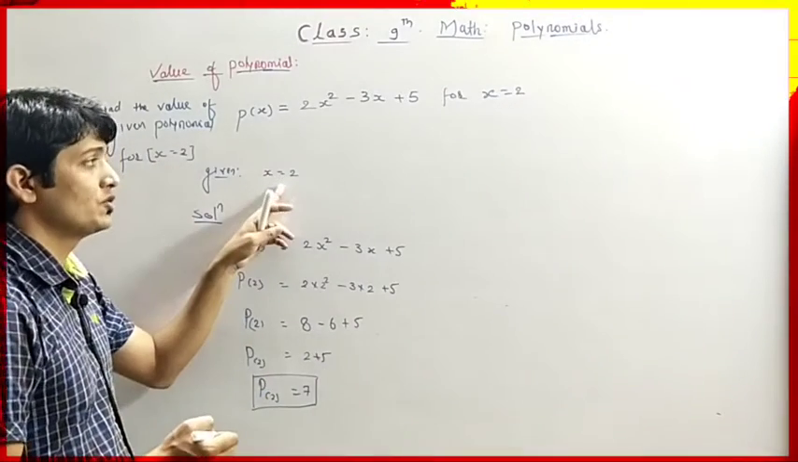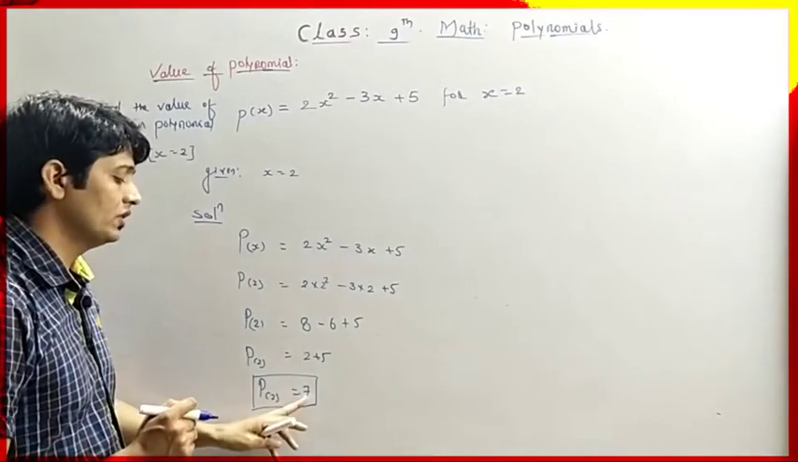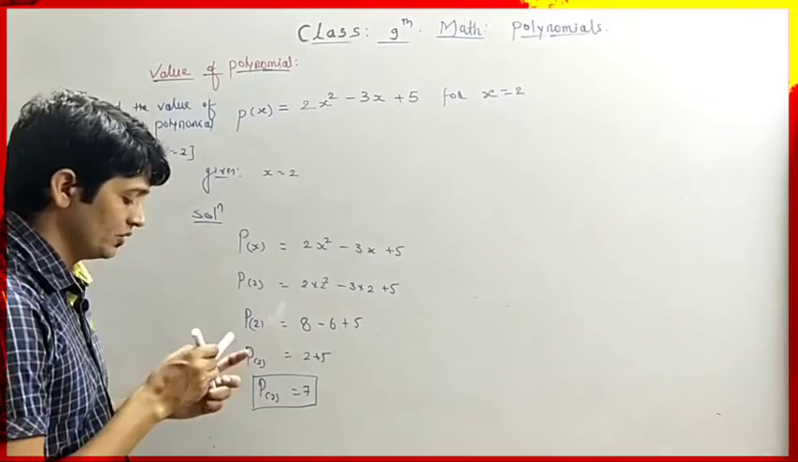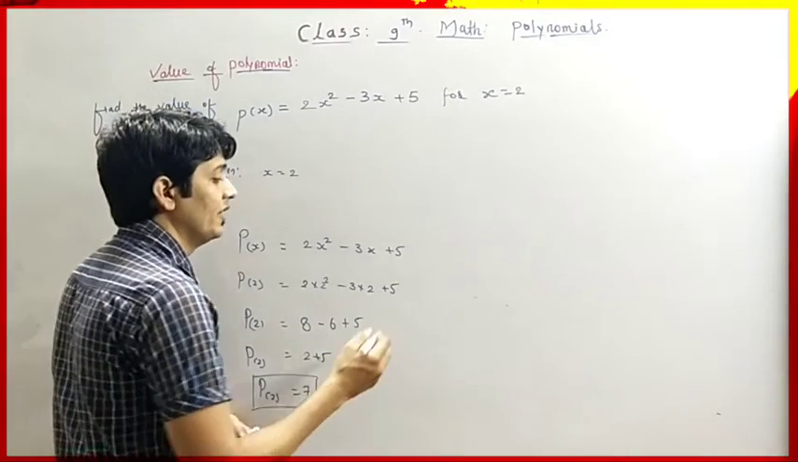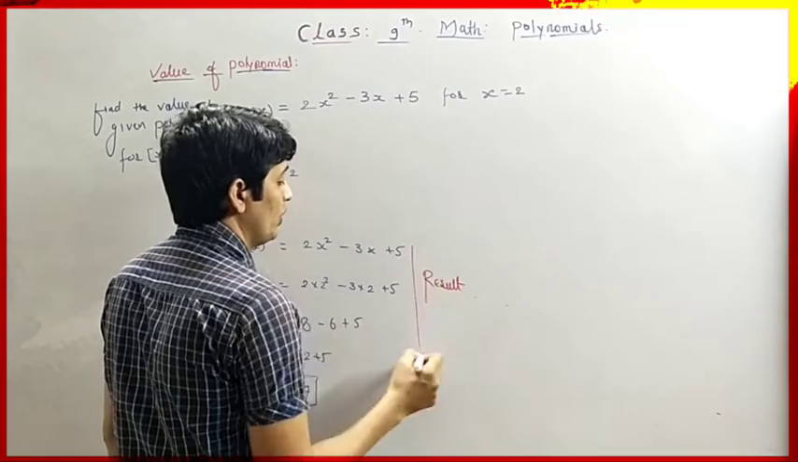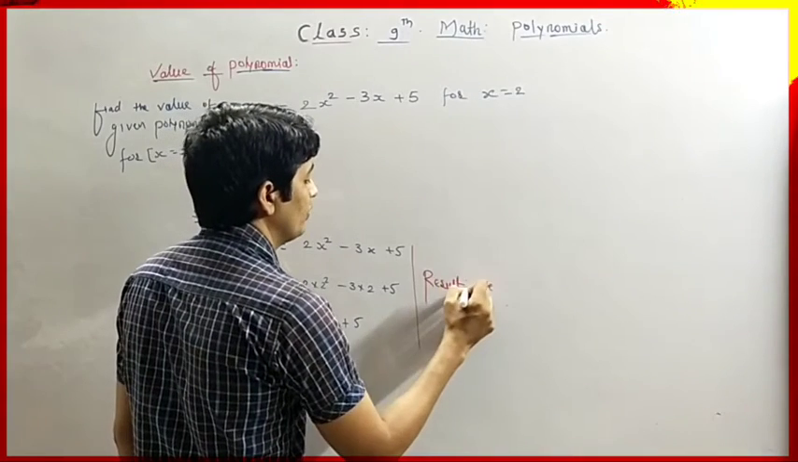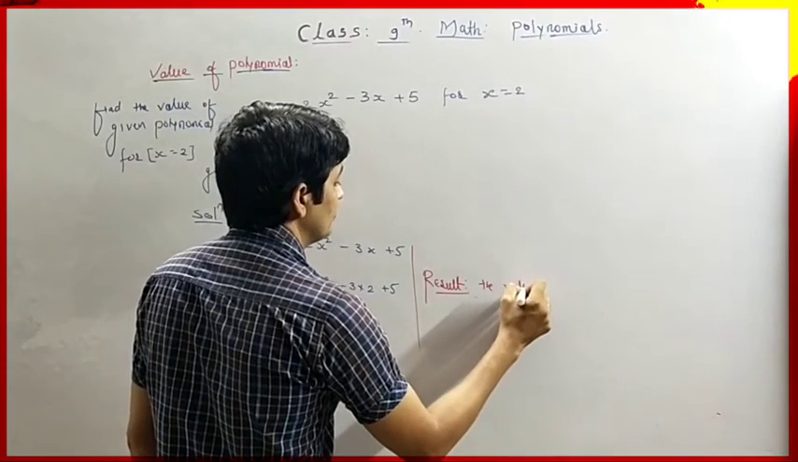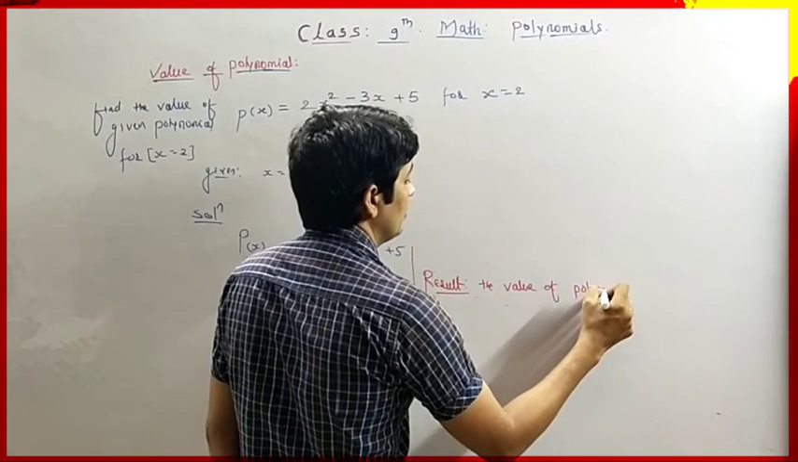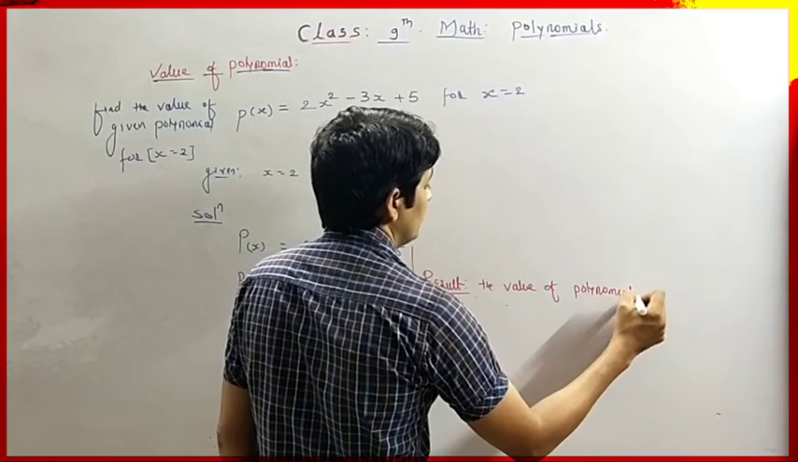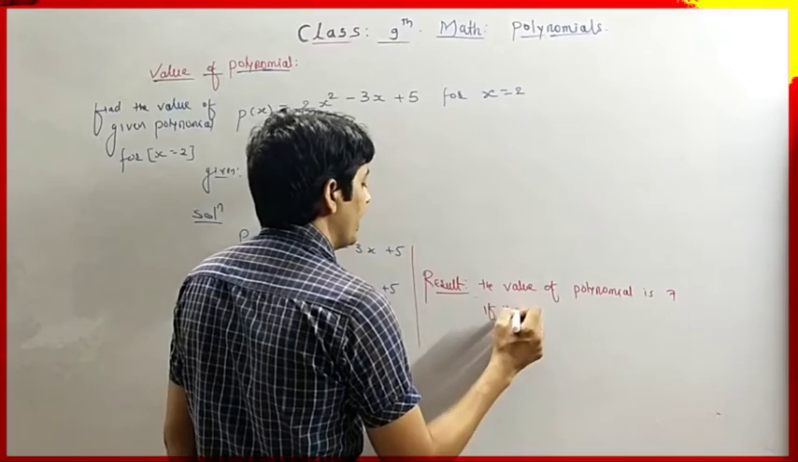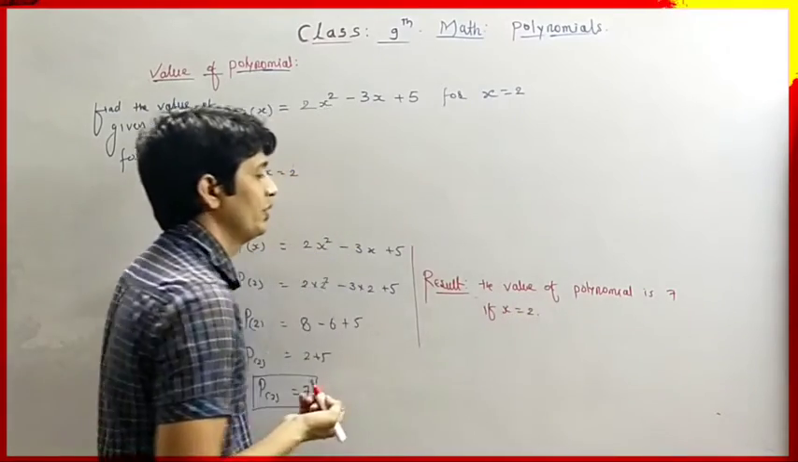Okay, so now we have the answer, we have to write the result for this. We have got the value of the polynomial as 7, so now we write the result. The value of the polynomial is 7 for x equals to 2.